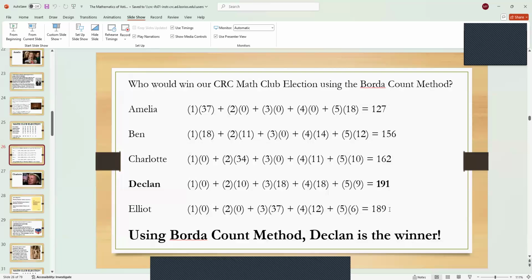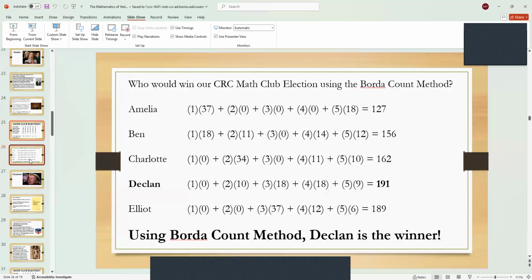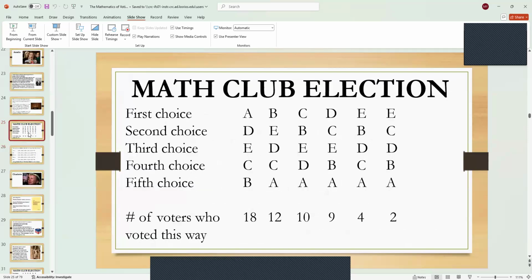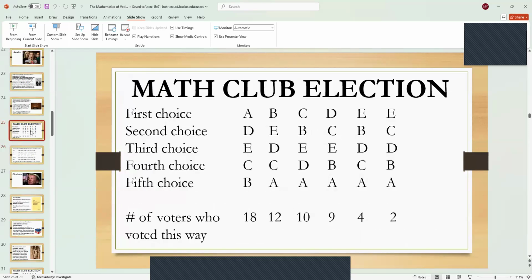Declan's the winner. I'm not going to go through the math on every single person, but you can go through and do it on your own if you want to. If you want to understand it a little better, you can go back and forth between this and here. You can pause and rewind the video a little bit, going between here and here and figuring out the math on everybody.